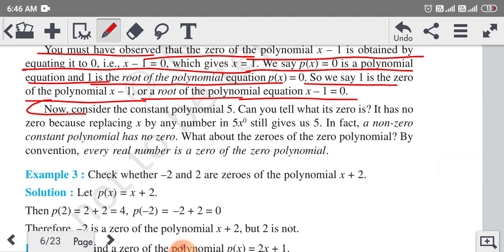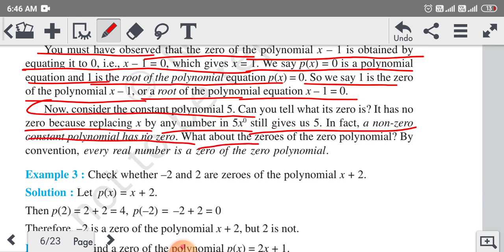Let us now consider the constant polynomial 5. Can you tell what its 0 is? It has no 0 because replacing x by any number in 5x to the power 0 still gives us 5. In fact, a non-zero constant polynomial has no zero. What about the zeros of the zero polynomial? By convention, every real number is a 0 of the zero polynomial.